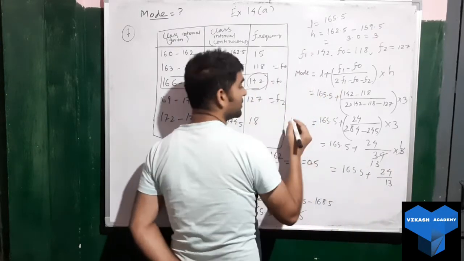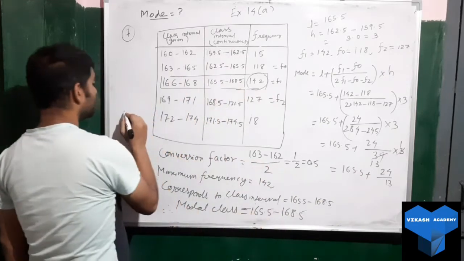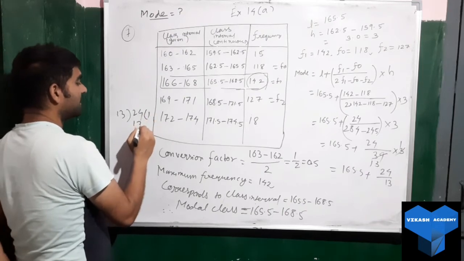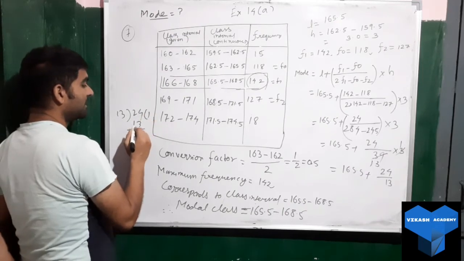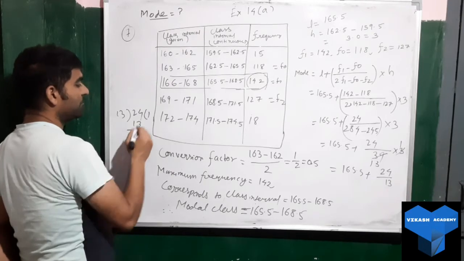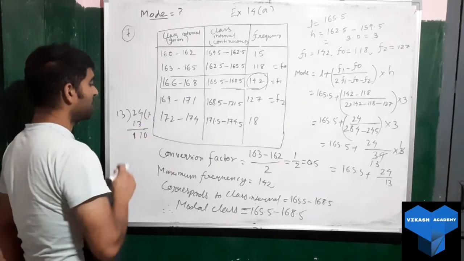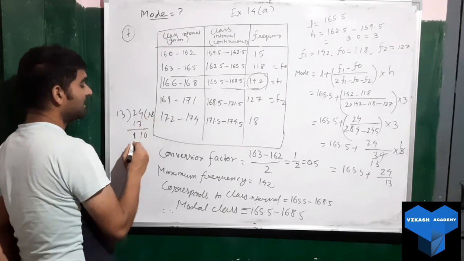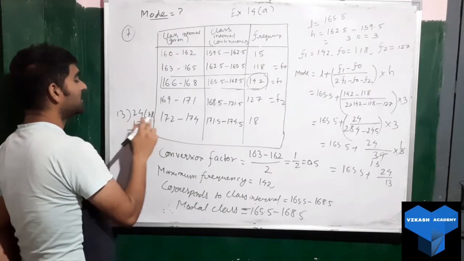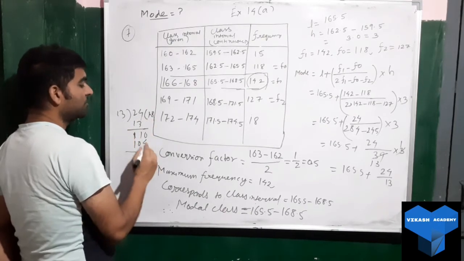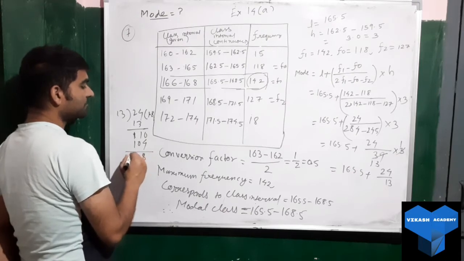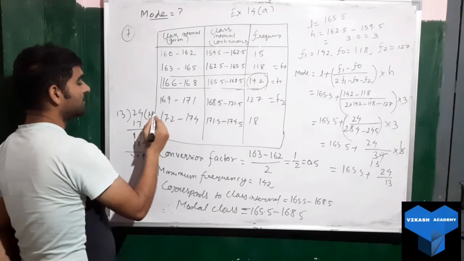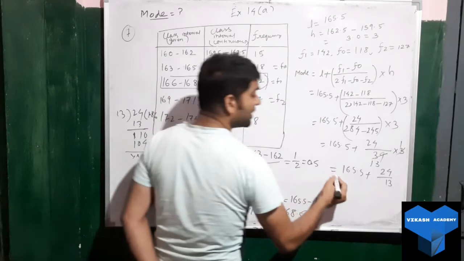Divide. Let us see how much we are getting when we divide 24 by 13. 13 1s are 13, 24 minus 13 you will get 11. Point will come, so you will get 0. How many times will it go? 8 times. 13 8s are 104. Then next point is there, so it will be 0. How many times? 6 times.